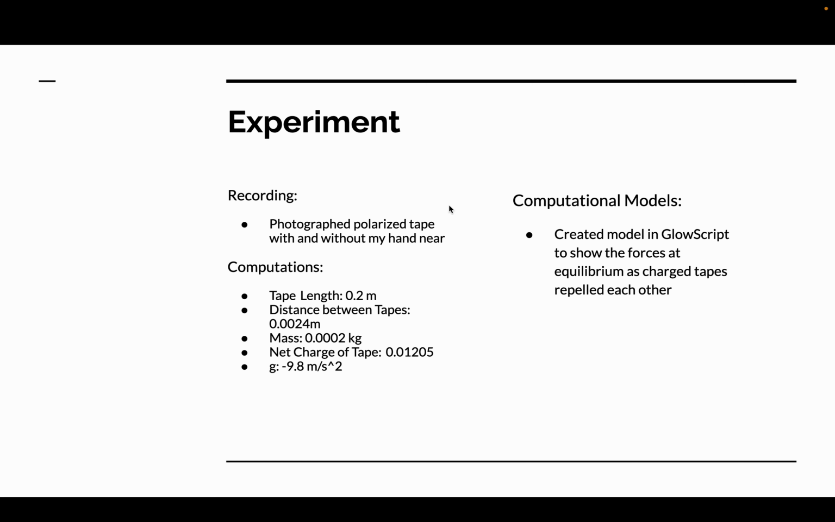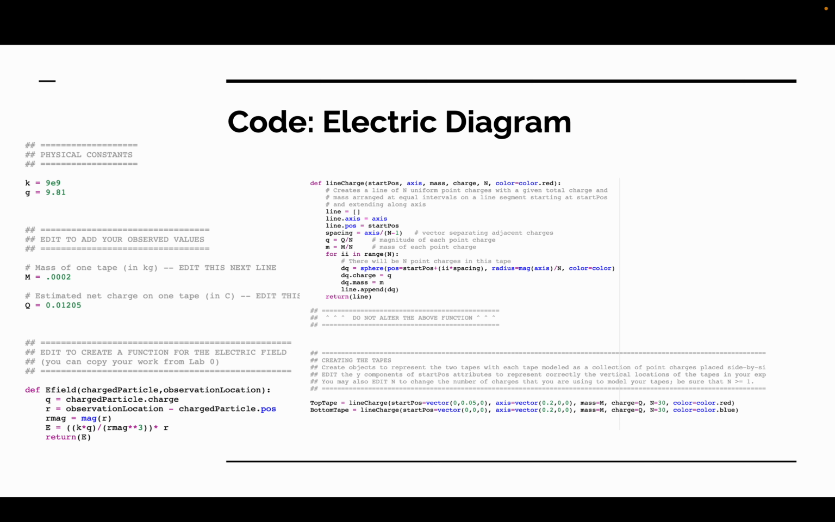So the experiment, once again, Lab 1, it was recorded, it was photographed. Computations, we have the tape length, which is 0.2 meters, distance between tapes, the mass of the tape, net charge of the tape, acceleration due to gravity. Computational model, once again, created in GlowScript code to show the forces at equilibrium as the charged tapes repelled each other. So let's get into that.